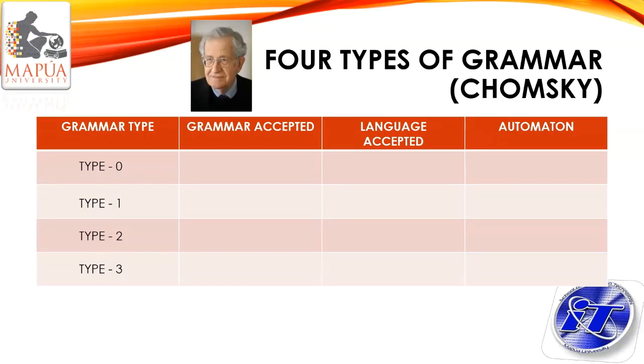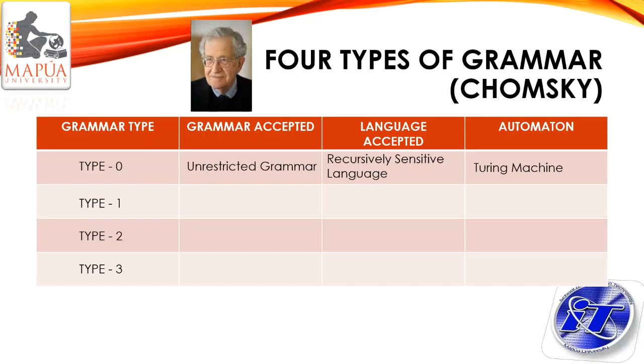Okay, so let's go back with type 0. If we say type 0, this is unrestricted grammar. Also, the language of type 0 is being recognized by a Turing machine. So type 0 includes type 1, type 2, type 3 grammar. Basically, it's just a collection of other types. And the accepted language for type 0 is recursively enumerable language.